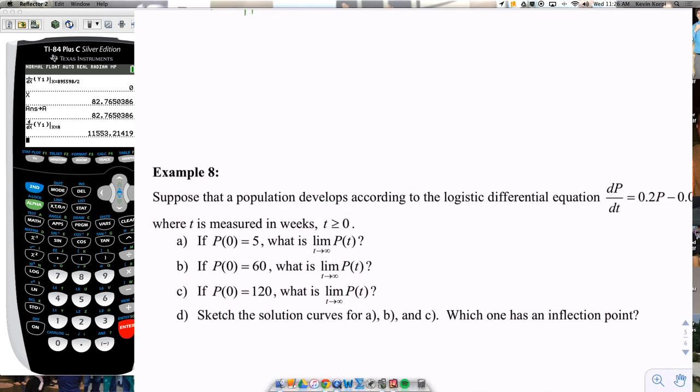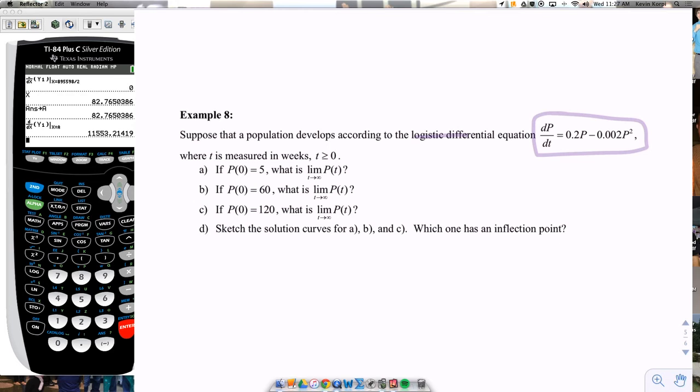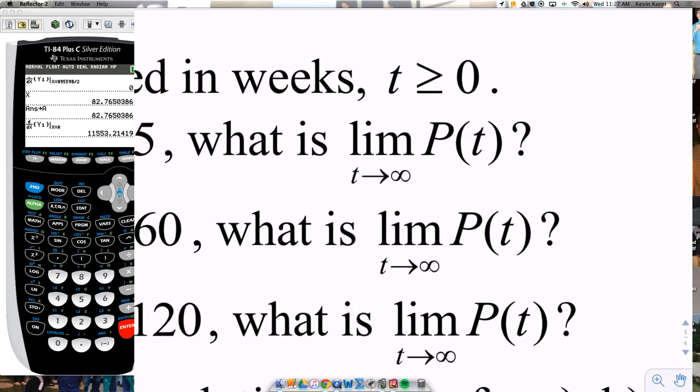All right, example 8. Suppose that a population of whatever you want develops according to the logistic differential equation. Now, notice they told you this one was logistic. That's kind of nice, because notice the differential equation is not quite written in the format we prefer to just snag the values of k and L out of it. But we know it can be written that way because it said it's logistic, where t is measured in weeks. If P(0) equals 5, that is, if the initial population is 5, what's the limit as t goes to infinity? Well, we're just looking for the L value.